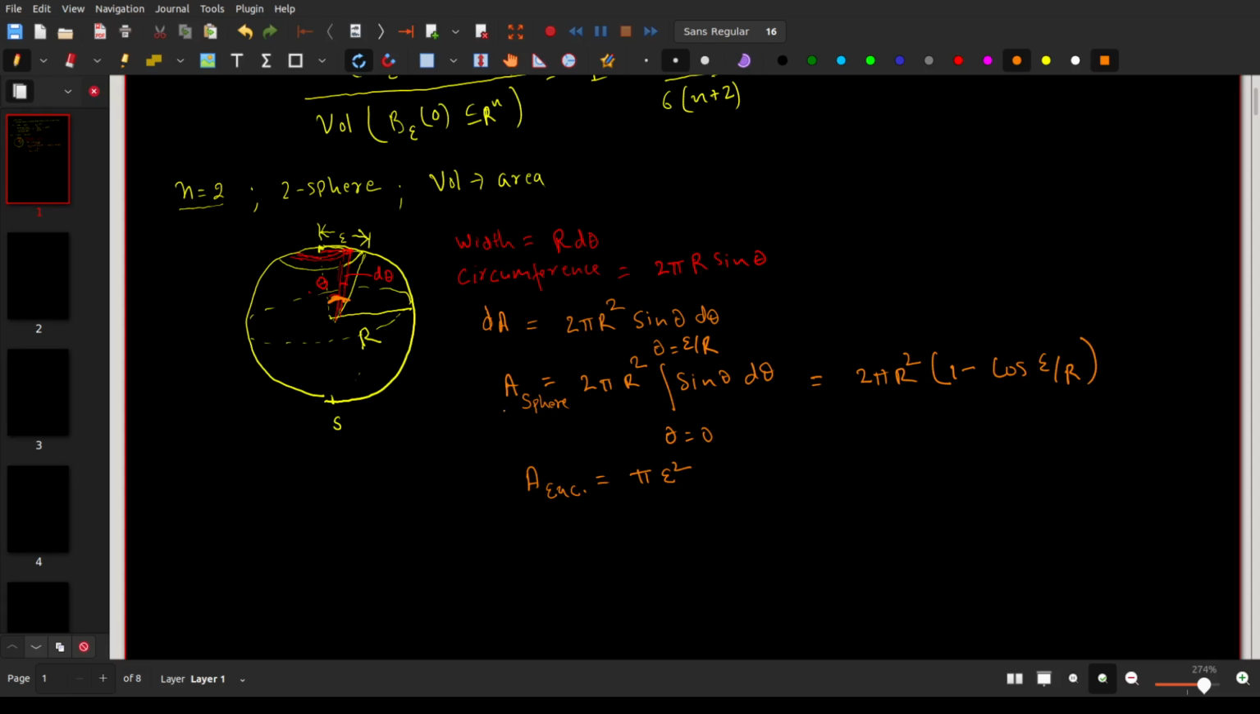So the ratio of the sphere area divided by the Euclidean area will be 2 pi r square times 1 minus cos of epsilon by r, divided by pi epsilon square.